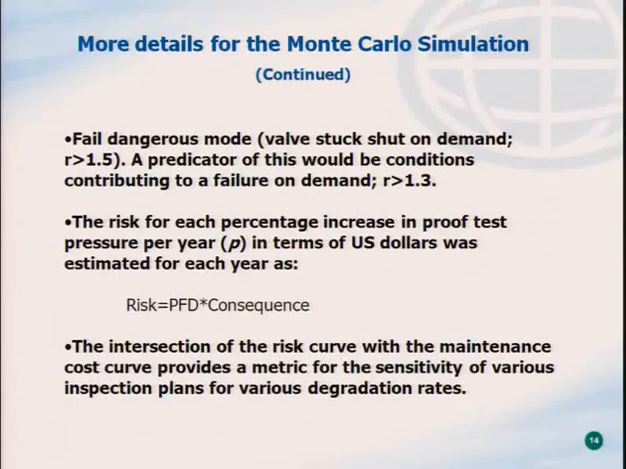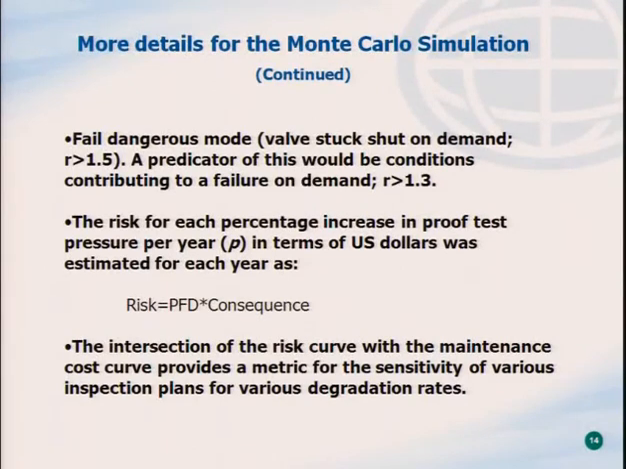Failed dangerous mode, ratio of 1.5 or greater. In other words, stuck shut, very serious situation. But within the model, I picked a rate of 1.3 instead of 1.5 as being a leading indicator that it's headed toward a failure rate of 1.5. And the reason I did this, I wanted to be analyzing a little more data. I picked up a little more data in the simulation, and this would be a predictor to perhaps the valve deteriorating, and I'd want to pick it up.